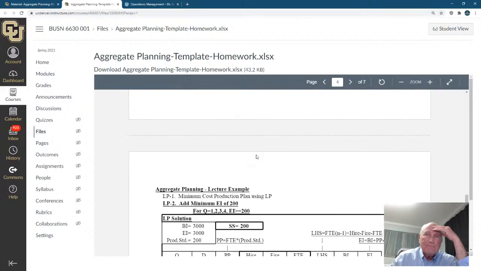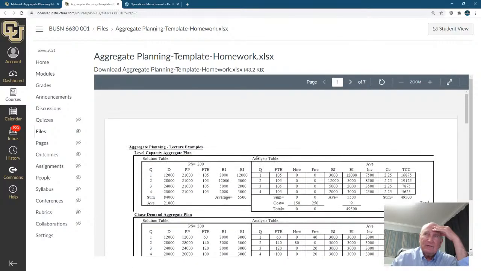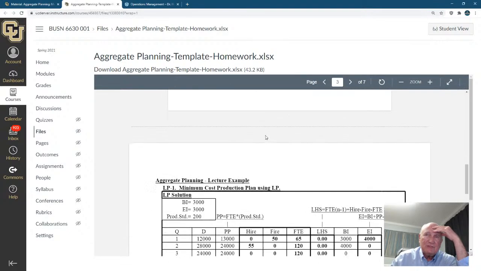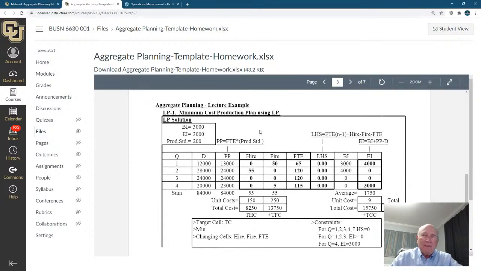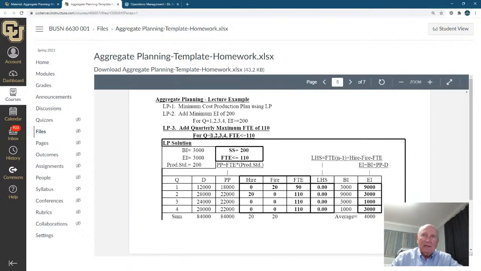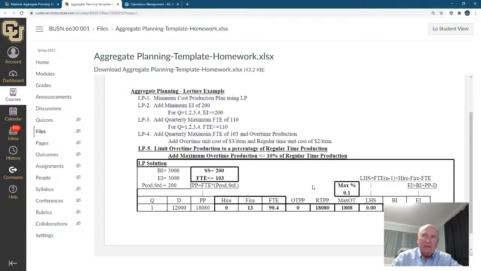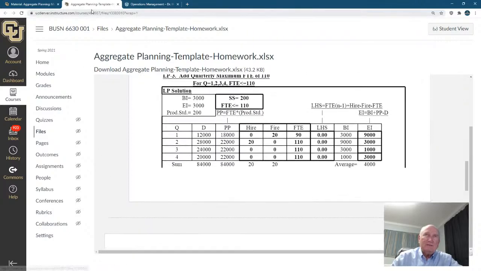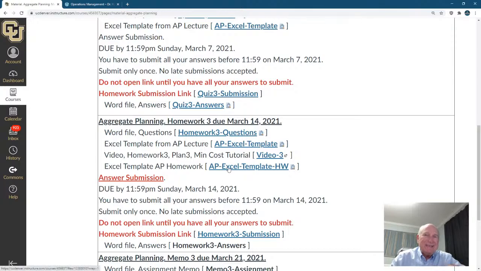Yep, it does do the different spreadsheets. I have level capacity, chase demand, mixed. Then I go into the LP solution just like I did before. But now I solve the thing, and then I go in for an LP2 where I add a minimum inventory of 200. Then I add FT requirement here of 110. And then I go down to even 103, and that will require overtime. It quit on me here. I should just open it up. My point is, maybe this isn't clear, but this Excel spreadsheet goes deeper, and this Excel spreadsheet is after. So this one talks about the minimum, question 4. This one talks about 5 through 6, or 5, 6, 7, 8, whatever they are.